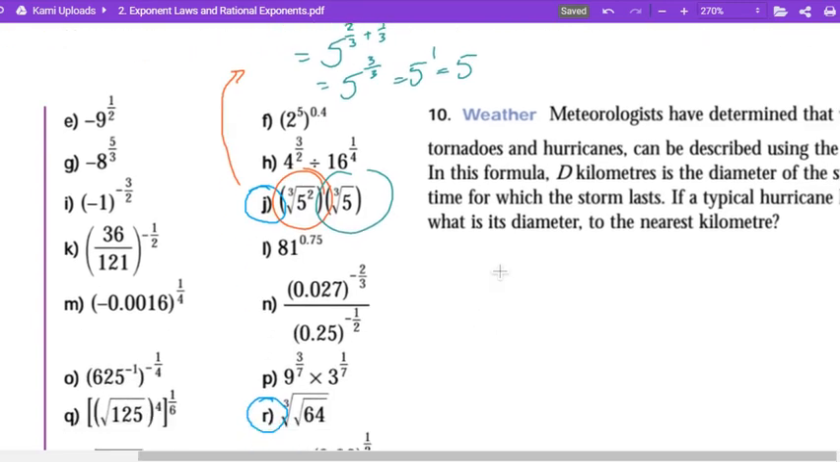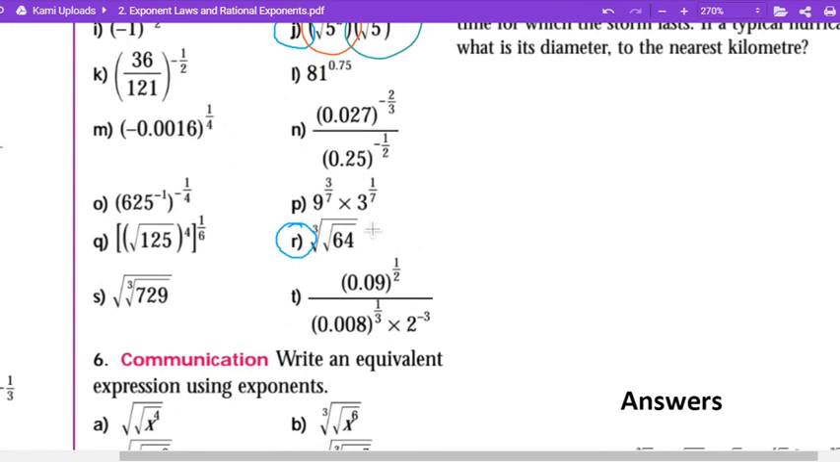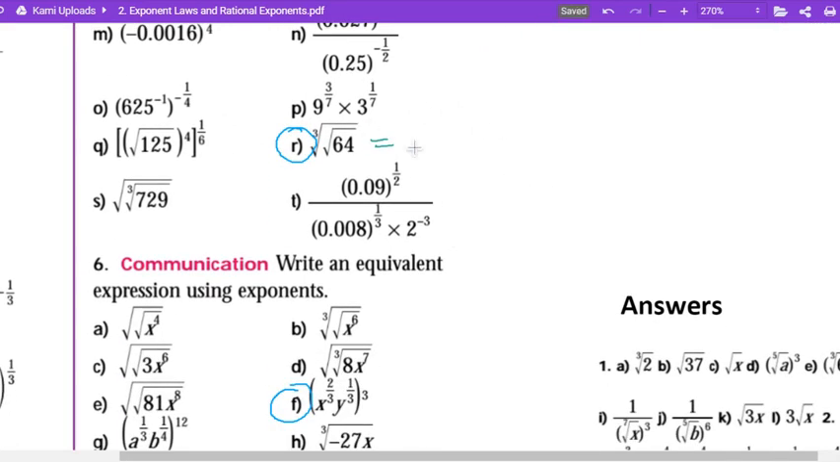Moving on, let's look at R. In this case, I can do some, but I want to rewrite it first in rational exponent form. So watch this. I'm going to start with the 64. The first is a square root, right? The index is 2, it's not written there. So I'm taking the square root of 64.